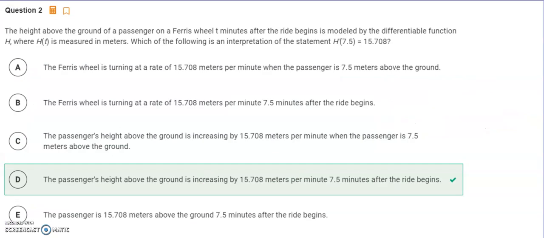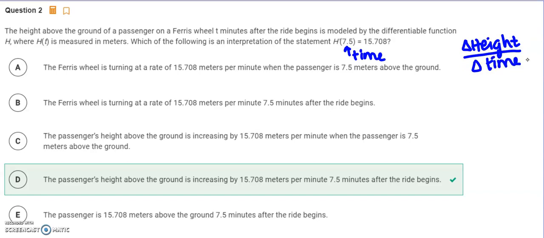Okay, question 2. The height above the ground of a passenger on a Ferris wheel T minutes after the ride begins is modeled by the differentiable function h, where h of t is measured in meters. So the height above the ground, okay, t minutes after the ride begins. So the input is time, and h is the output, which is height. So our h prime is going to represent the change in height over the change in time.